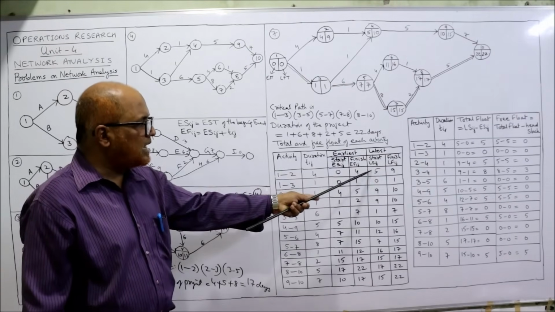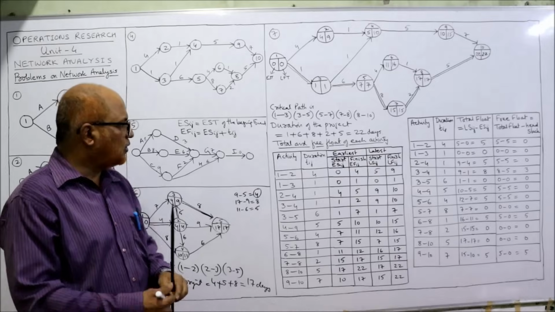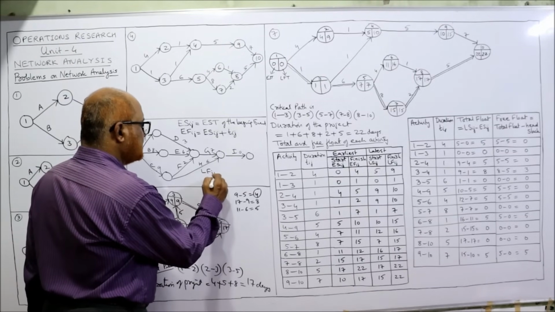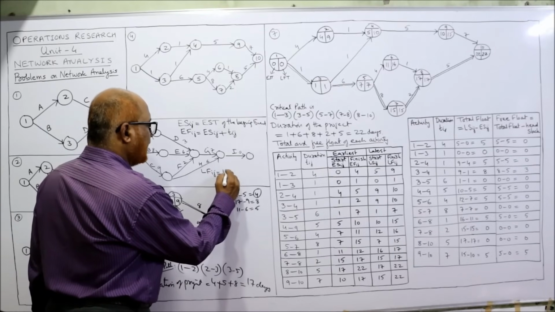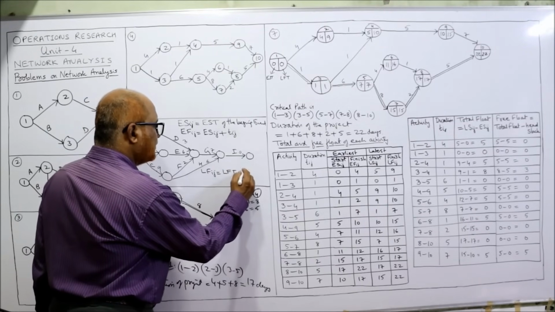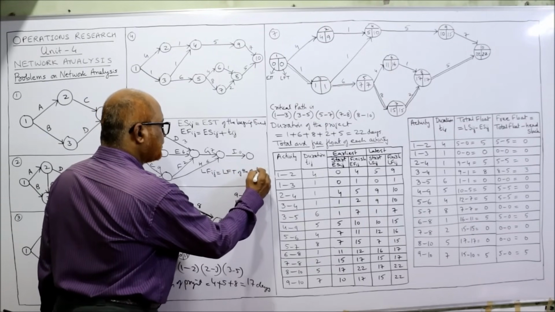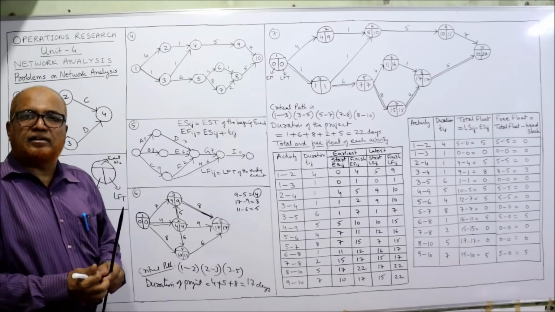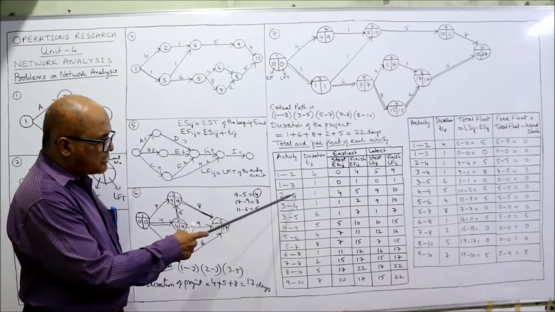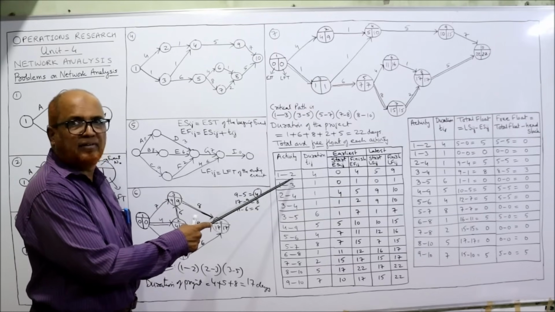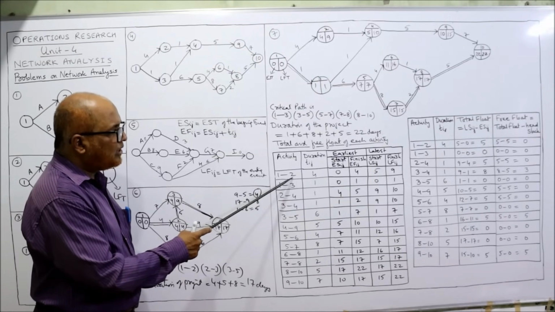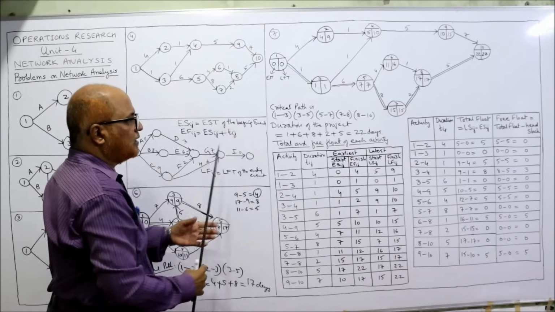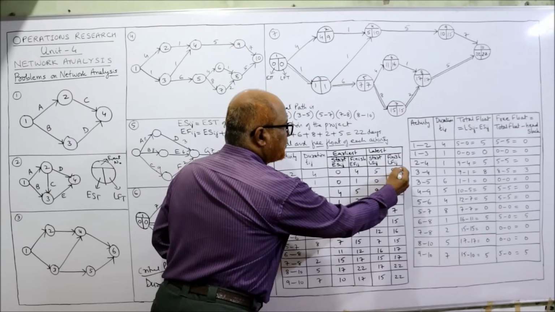Now LSIJ, LFIJ. So first of all, LFIJ is equal to LFT of the ending event. Now here these are the ending events. Second number is the ending event. So what is the LFT of second event? See here. LFT of second event is 9. So I have taken here 9. LFIJ.